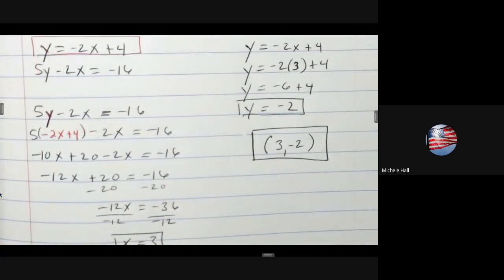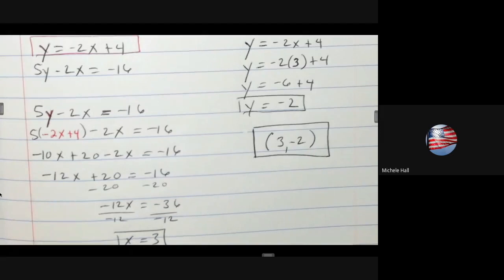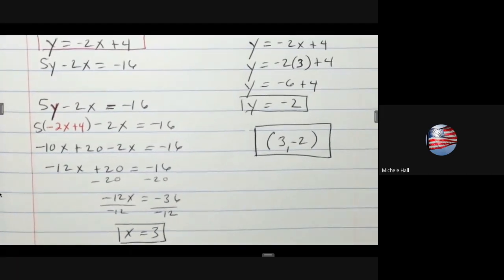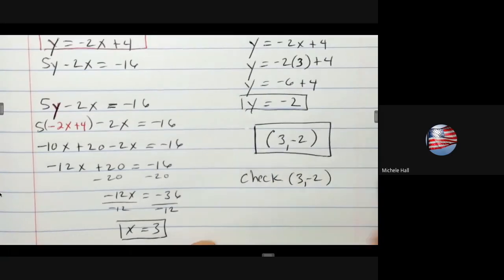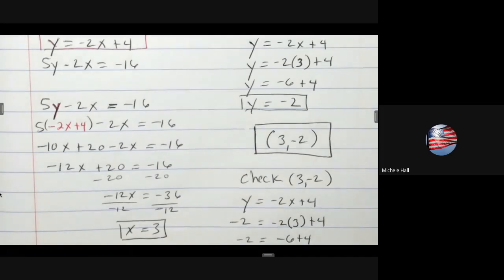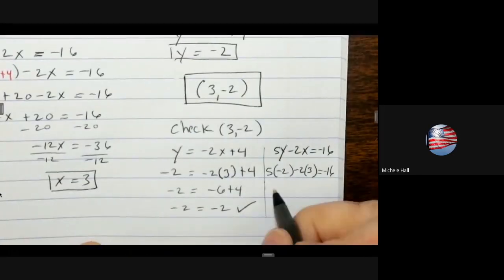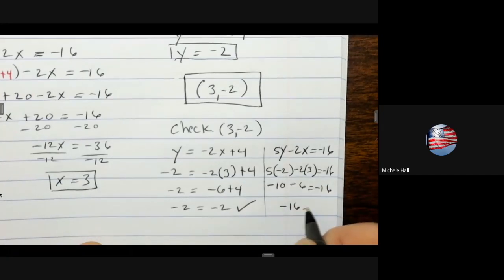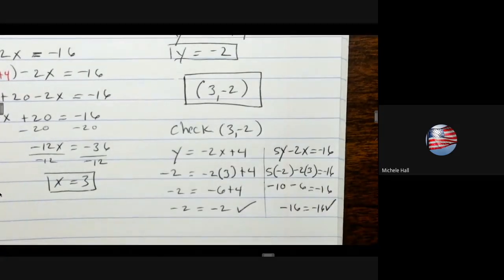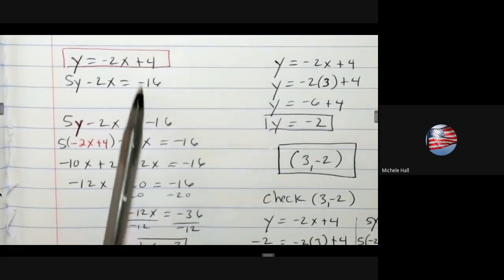If we want to get an A or a B on a test, we should check our solution. This works for both equations. Therefore, 3, negative 2 is a solution to the system of equations.